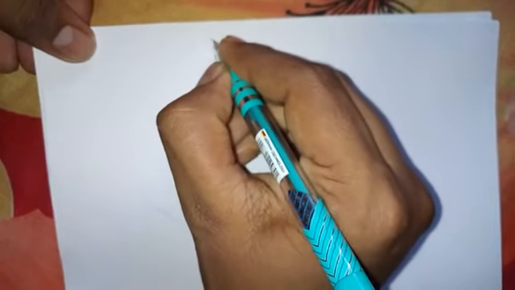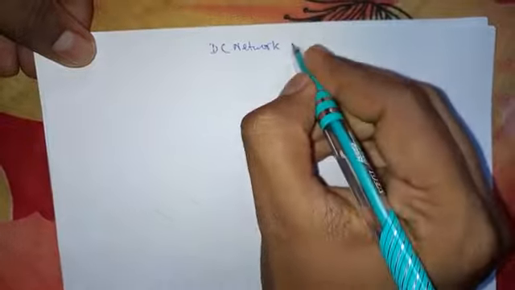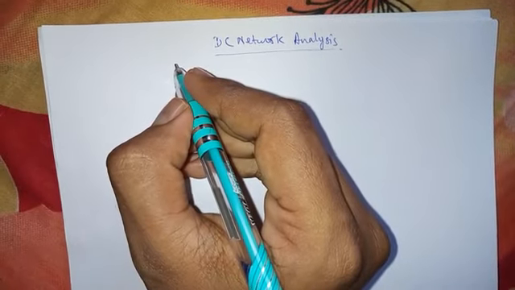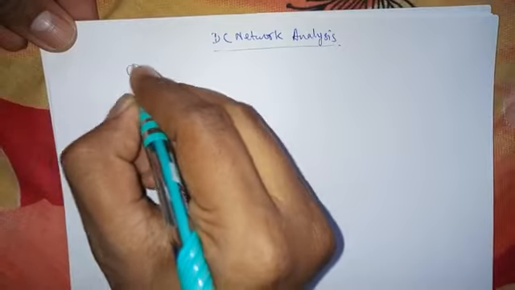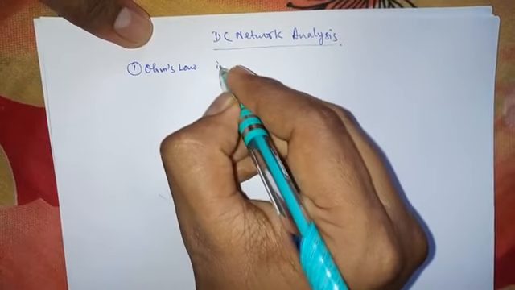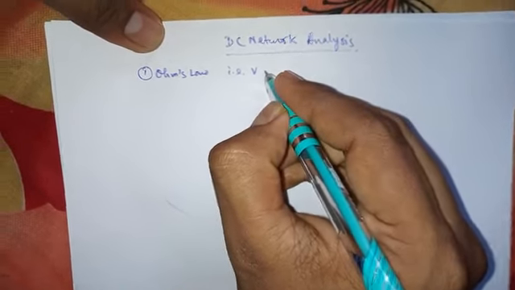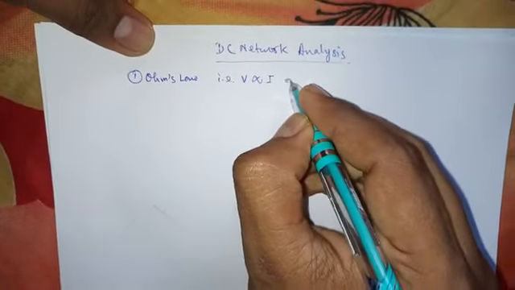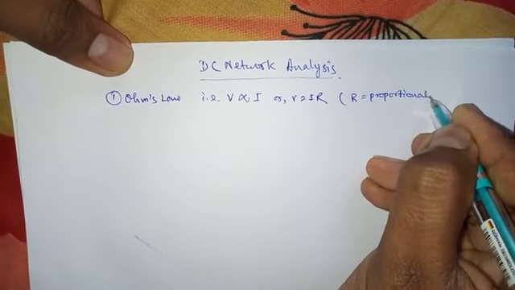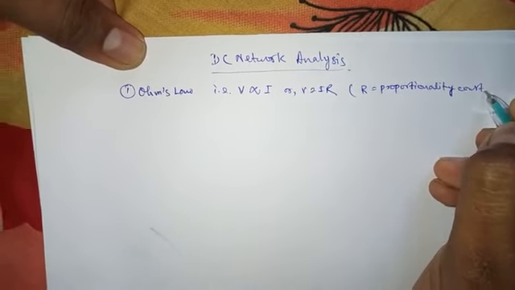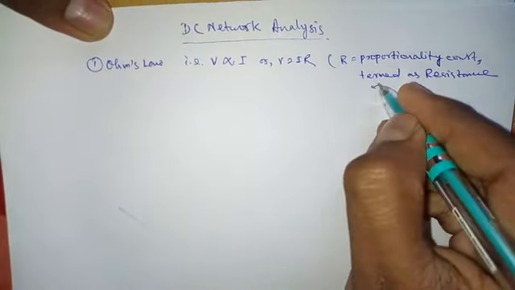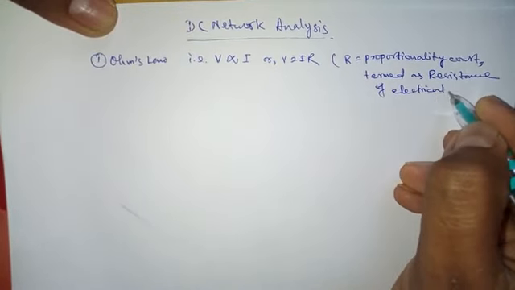Today's topic is DC network analysis. Actually, DC network analysis depends on three basic laws, which are Ohm's law, whose mathematical expression is V, voltage, is directly proportional to I, current, or V equals IR, where R is the proportionality constant and termed as resistance of electrical circuit.